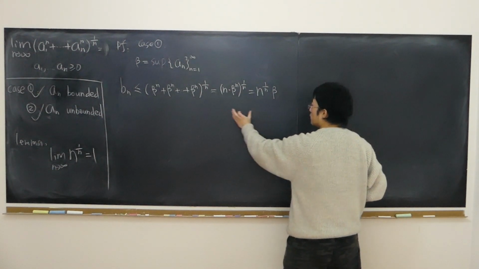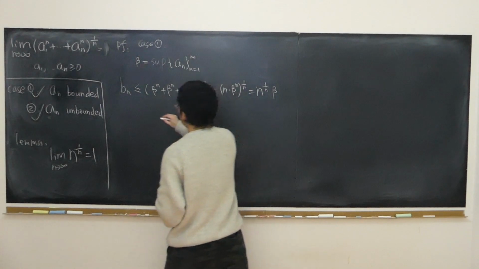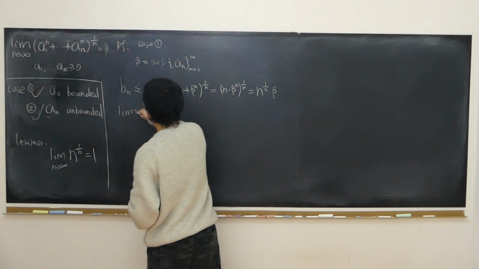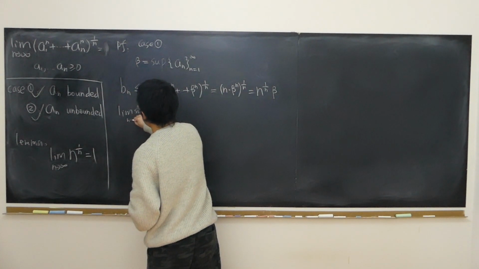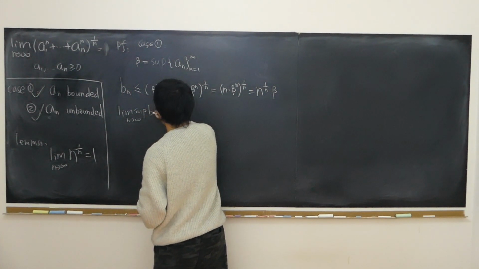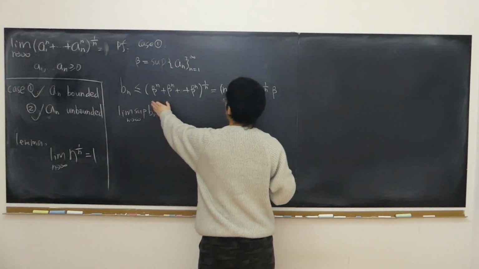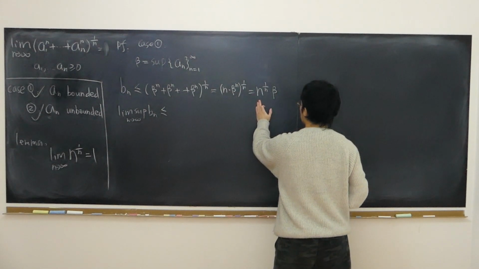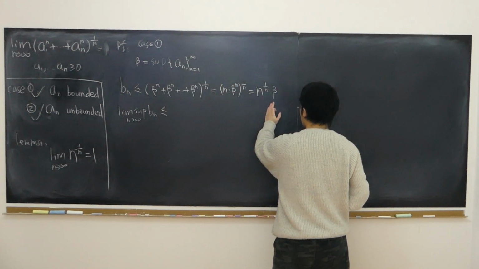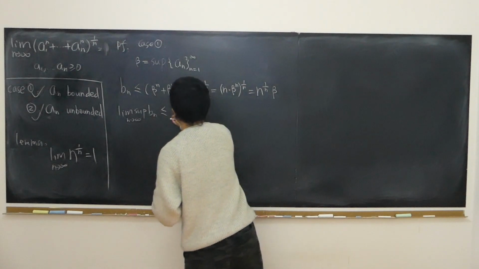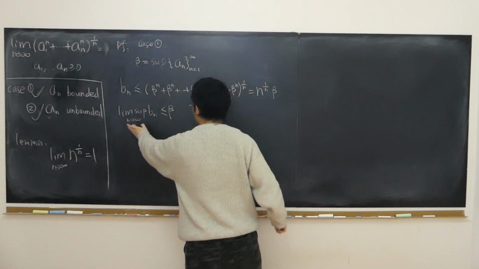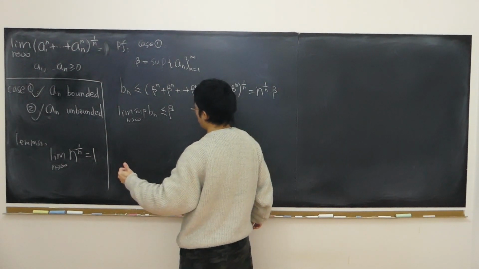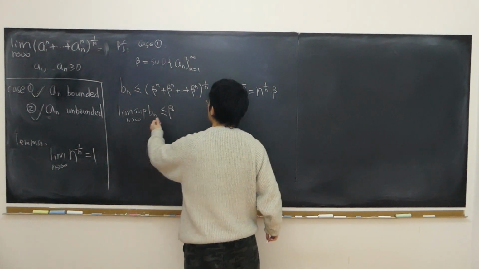Keeping this in mind, we now take the limit supremum. The limit supremum as n approaches infinity of bn is less than or equal to the limit of the upper bound, and that limit is beta, like I just mentioned. So here is our first fact: the limit supremum is less than or equal to beta. Then I'm going to show the limit infimum is larger than or equal to beta.